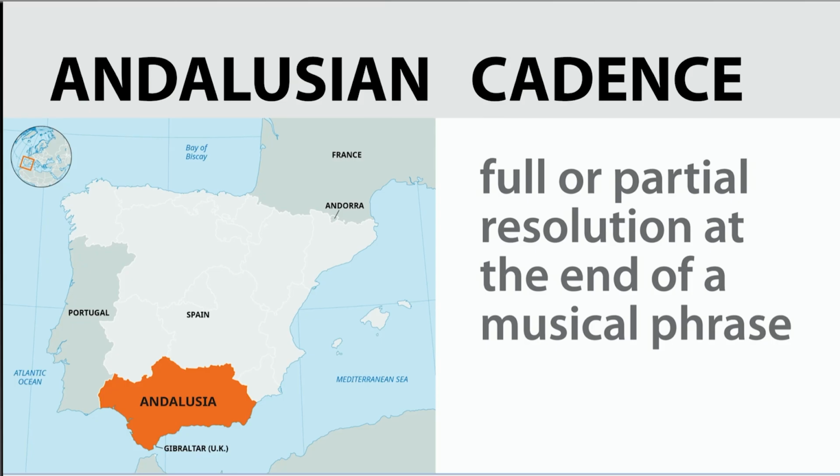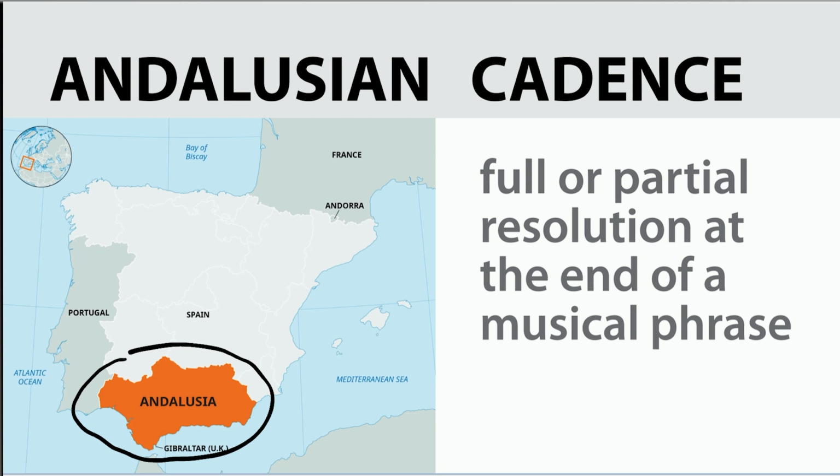Really, the Andalusian of the name comes from this region of Andalusia in southern Spain. So a lot of flamenco music comes from this region, and it incorporates this cadence, and it has that romantic, like I say, epic sound to it.